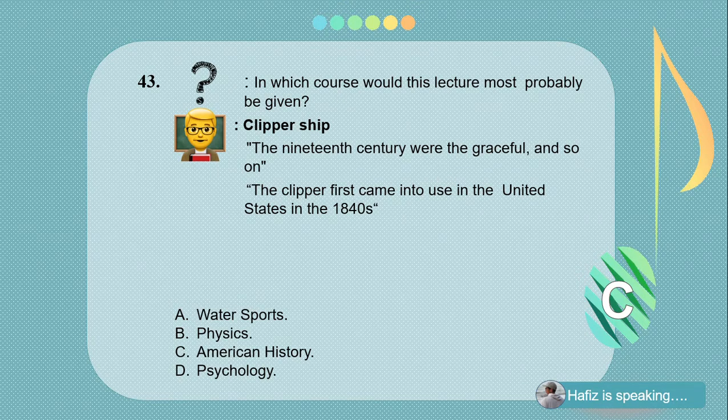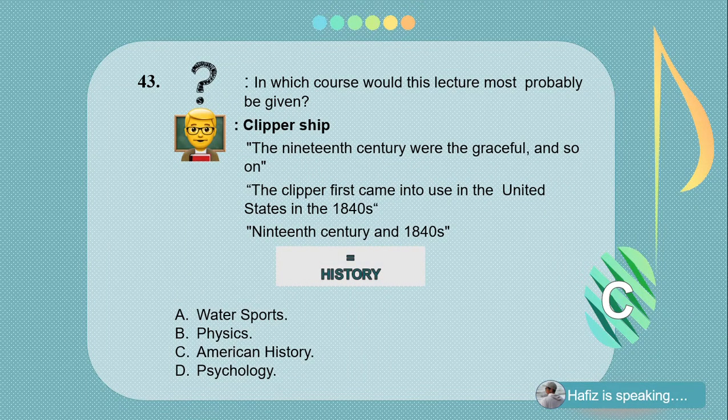We find the keywords in that sentence, 19th century and 1840s, which describe the year, so that we can draw the conclusion that the professor explained about history. And the answer is C, American history. And that's all my explanation about how to answer section 3 or part C. Thank you.